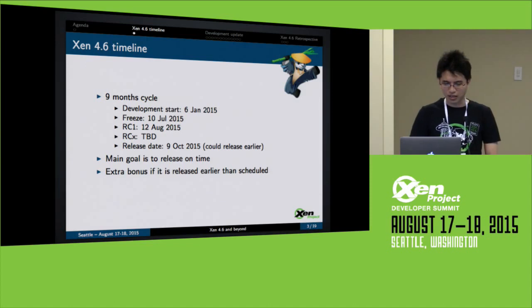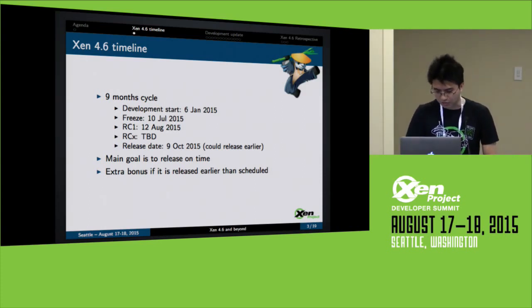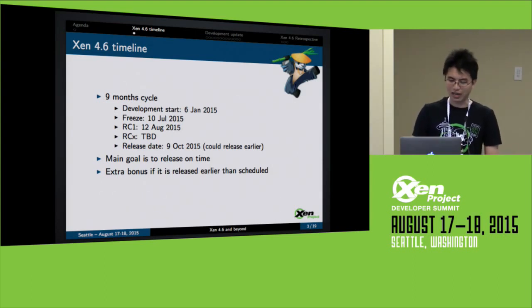So for the 4.6 timeline, we are still targeting a 9-month release cycle. The development started on January the 6th, 2015, and the freeze was on July 10th, 2015. We cut RC1 last week, just before our team left for various conferences and vacations. The next RC is still to be determined. And we hope to release 4.6 on October the 9th or before that.